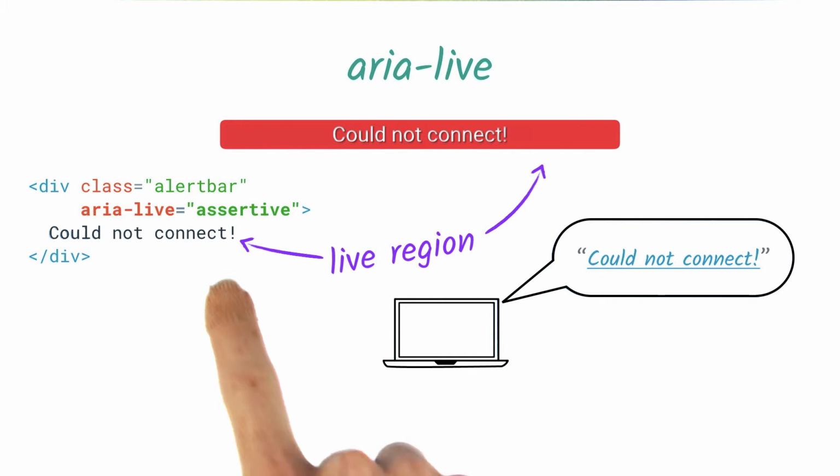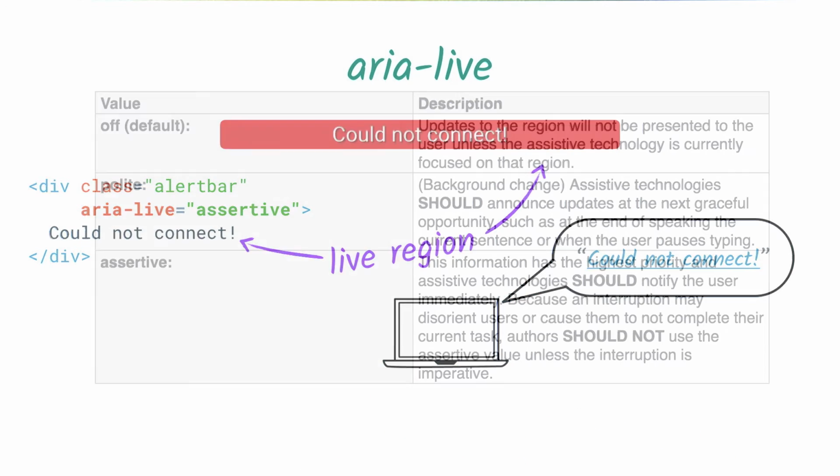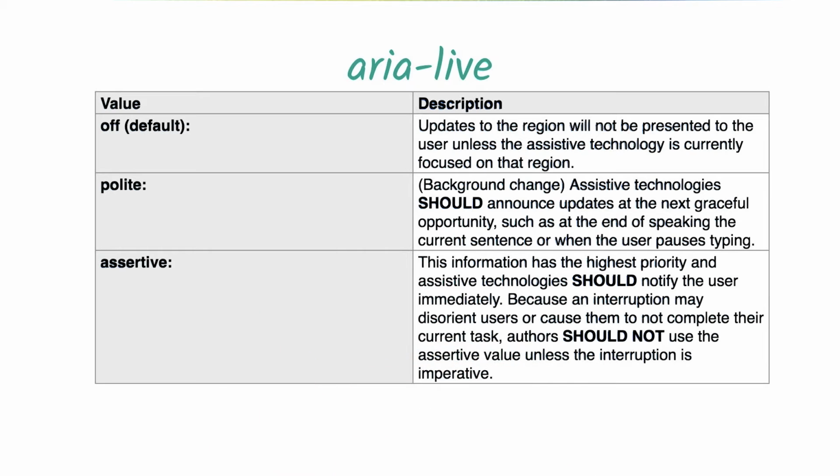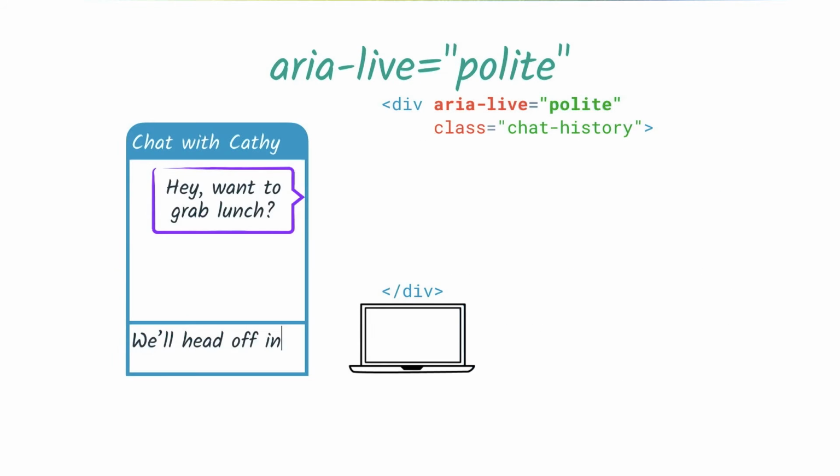When an element has an aria-live attribute, we refer to the part of the page containing it and its descendants as a live region. aria-live has 3 allowable values: off, polite, and assertive. Off is the default value. It can be specified explicitly if need be, but not setting an aria-live attribute at all will have the same effect. aria-live equals polite tells assistive technology, alert the user to this change when you've finished whatever you were doing.